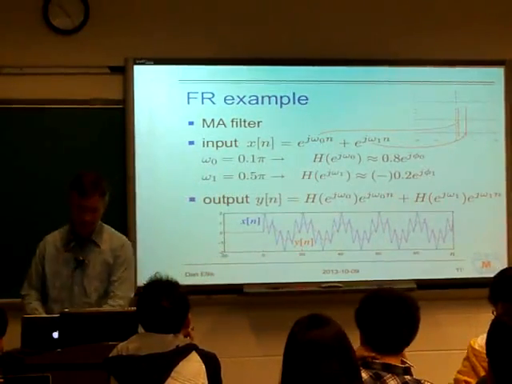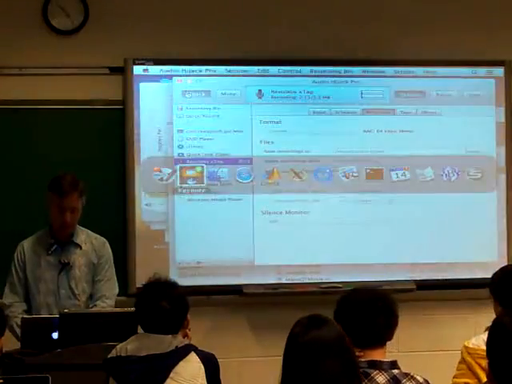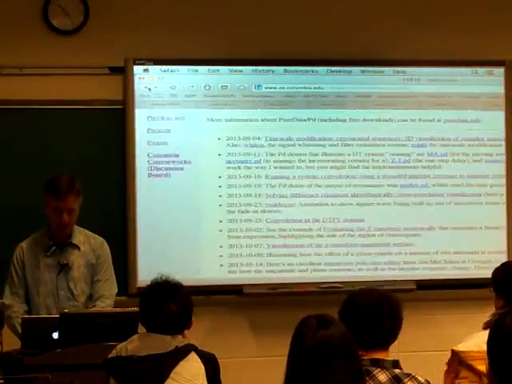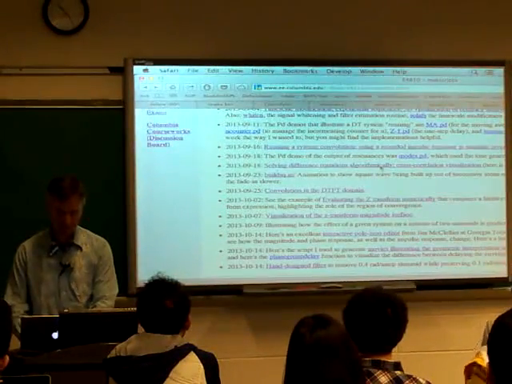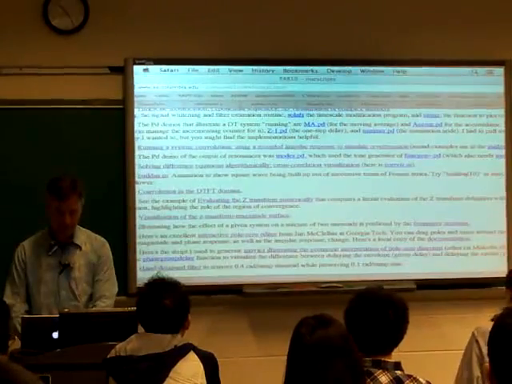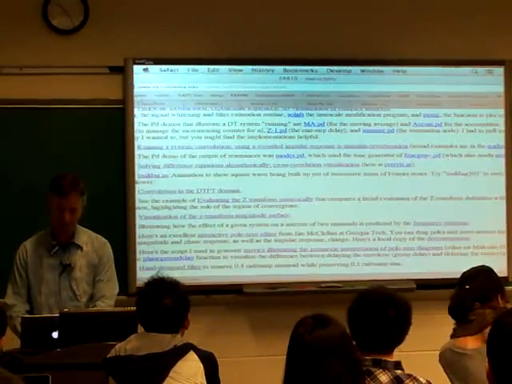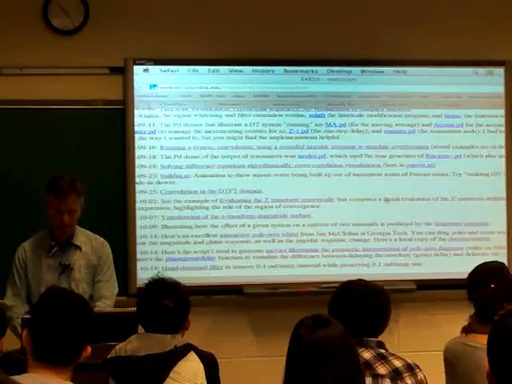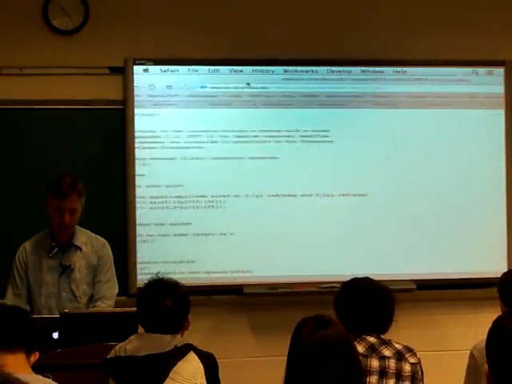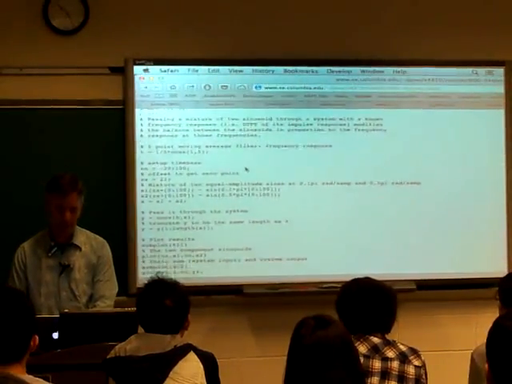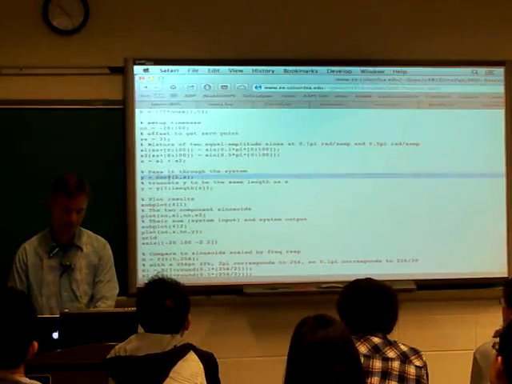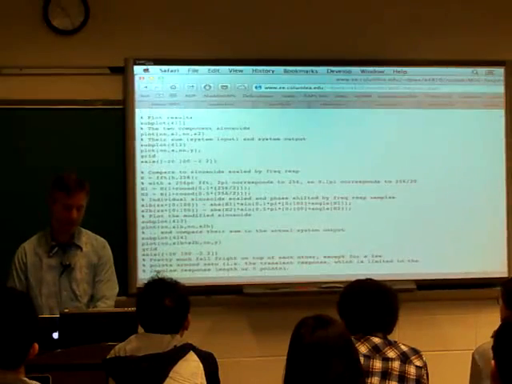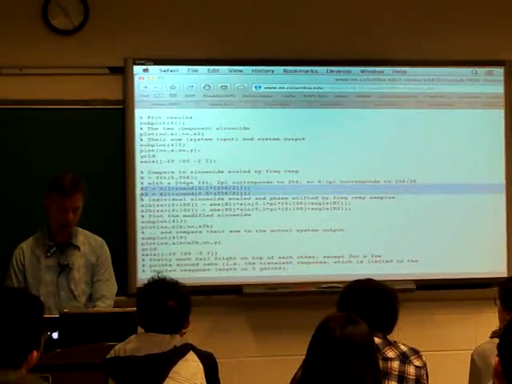So in the MATLAB diary for last time, actually, here, this one, illustrating how the effect of a given system is predicted by frequency response. What we do here is we go through, we build up these signals, we calculate the actual convolution here and plot it. And then we compare it to just actually evaluating H1 and H2 at those two values.